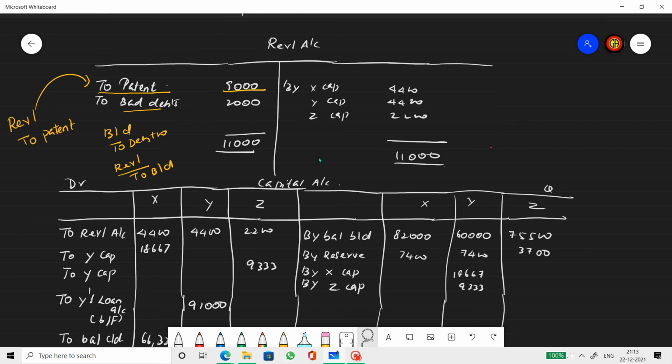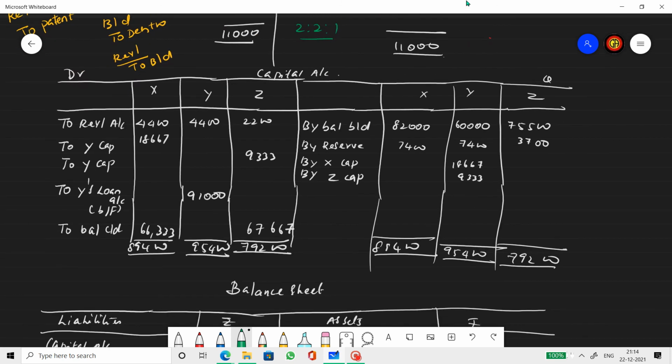Alright, so these are the only two items that come in the revaluation account. So we find the balance, which means debit side 11,000, credit side no item to record. Therefore, this is a revaluation loss. And the loss is transferred to all partners' capital accounts in OPSR. So distributing this 11,000 in the ratio of 2:2:1, this is the share each partner will bear. Now let's prepare the partners' capital account.